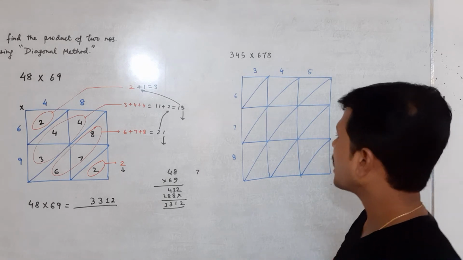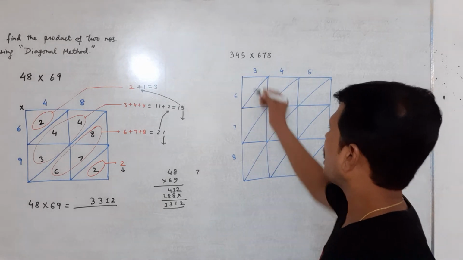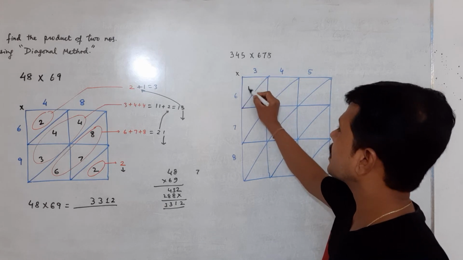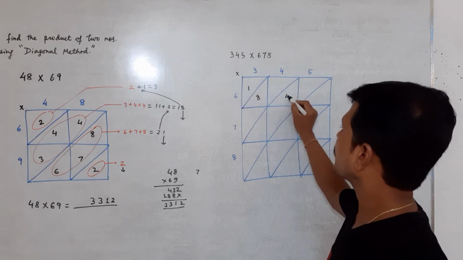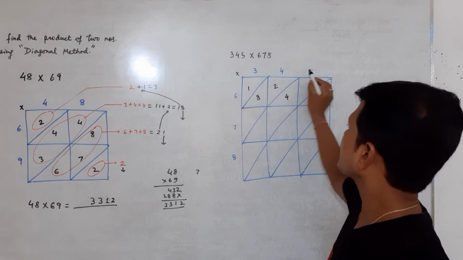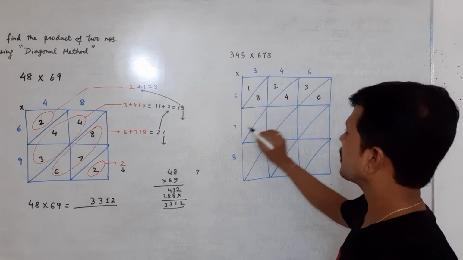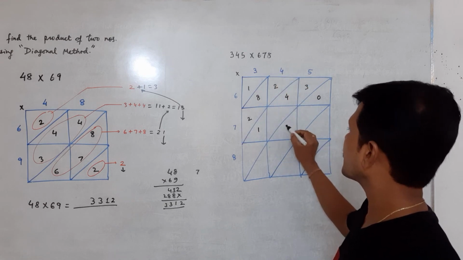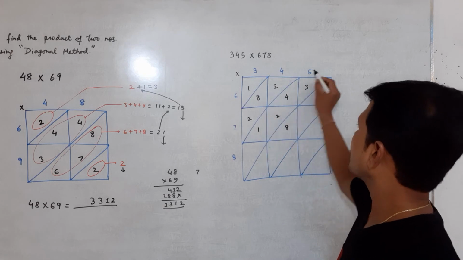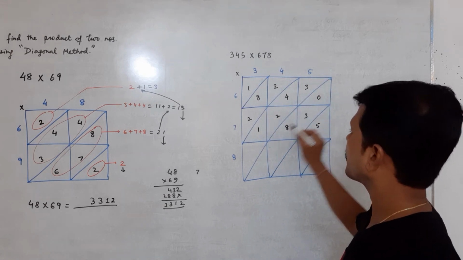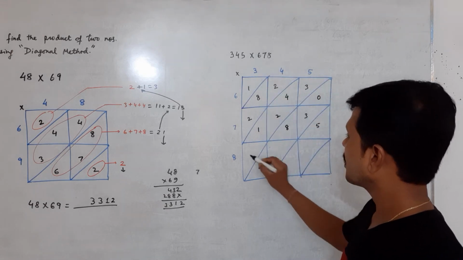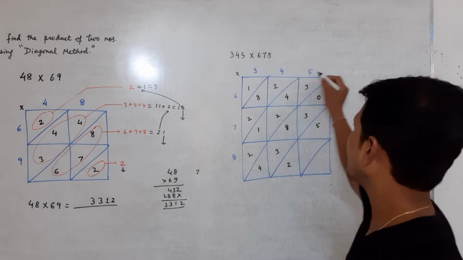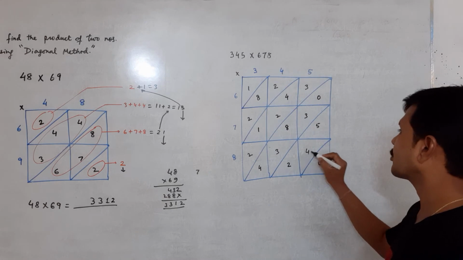Okay. Next, what you have to do? You have to multiply. Now, how to multiply? I have shown you earlier. 6 times 3 is 18, 8 will be written over here, 1 over here. 6 times 4 is 24, 2 over here, 4 over here. 6 times 5 is 30, 0 over here, 3 over here. 7 times 3 is 21, 1 and 2 over here. 7 times 4 is 28, 8 over here, 2 over here. 7 times 5 is 35, 5 over here, 3 over here. 8 times 3 is 24, 2 over here, 4. 8 times 4 is 32, 2 over here, 3 over here. 8 times 5 is 40, 0 and 4 over here.